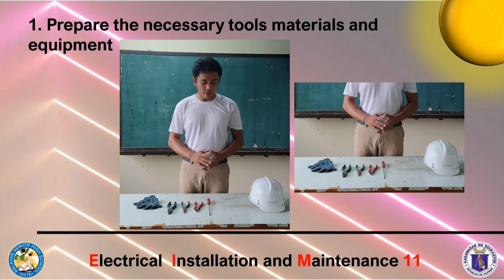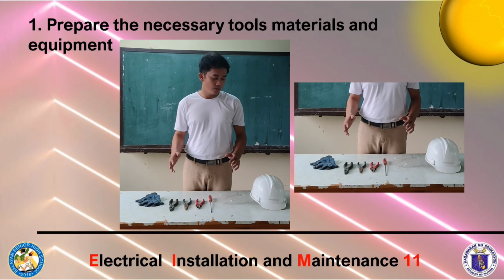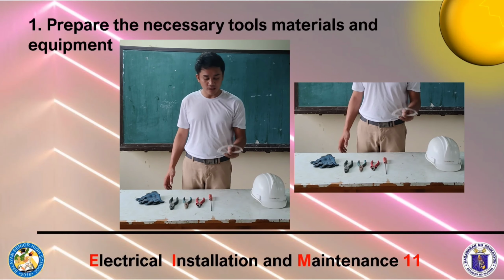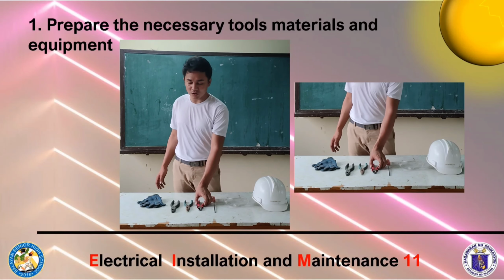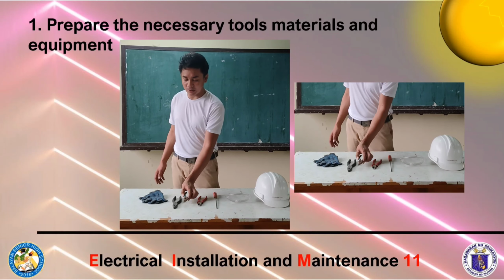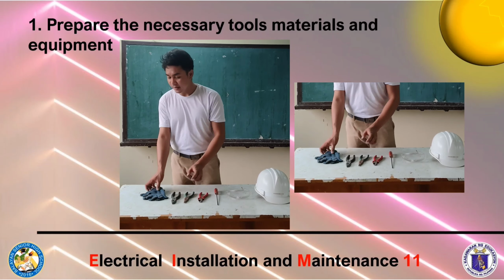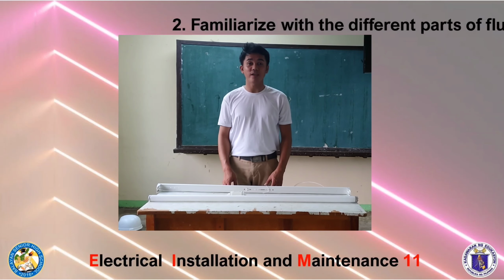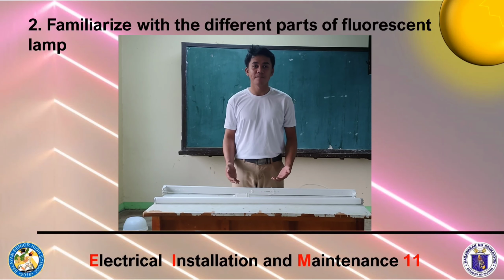First, prepare the necessary tools, materials, and equipment for the installation. So we have here a safety hard hat, safety goggles, Phillips screwdriver, the different kinds of pliers like side cutting pliers, long nose pliers, and combination pliers, and the safety gloves. Second procedure is to familiarize the different parts of a fluorescent lamp.